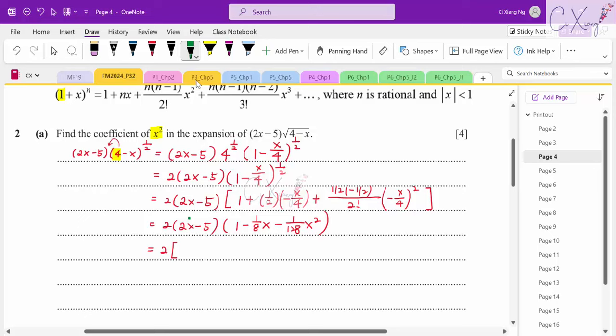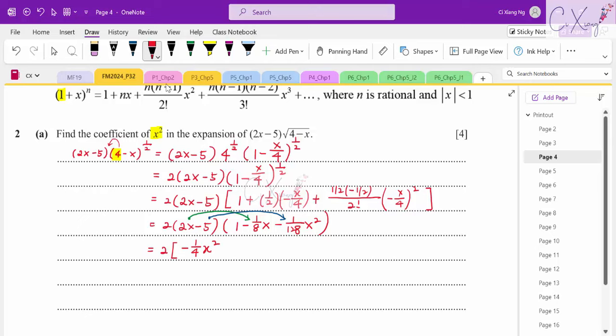How can I get an x squared? So 2x, I have to multiply it with negative 1 over 8x. So when I'm having 2x multiply with negative 1 over 8x, I will be having negative 1 over 4 x squared. Okay, settle for this first term. And how about the second term here, the negative 5? How can I get something with x squared? For this 5, I have to multiply it with the term with the x squared. So negative 5 multiply with negative 1 over 128, I'm having positive 5 over 128 x squared.